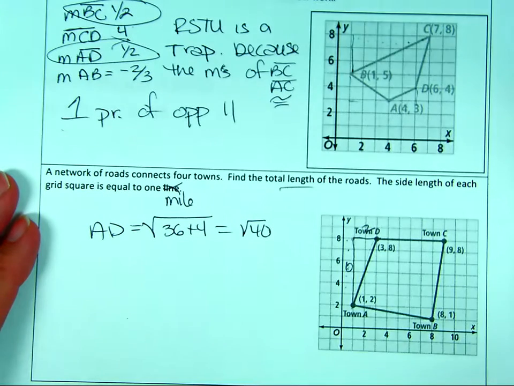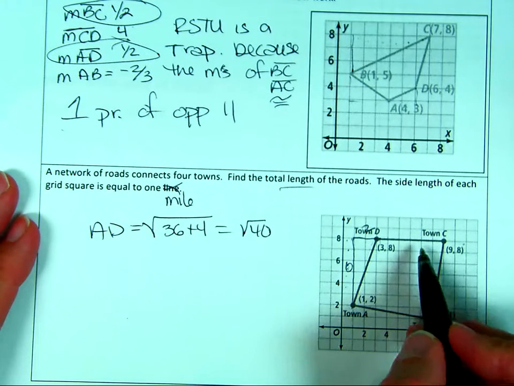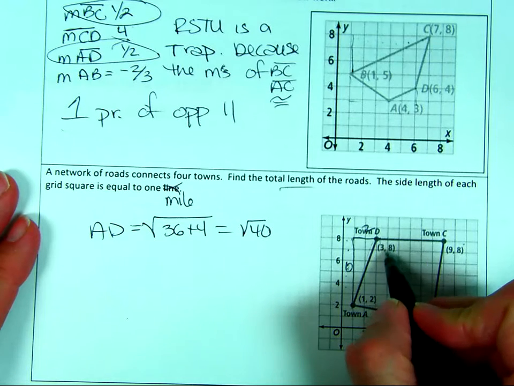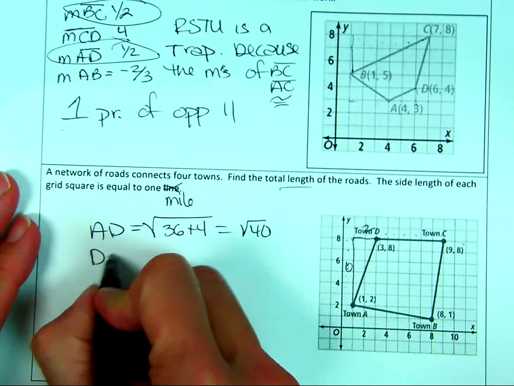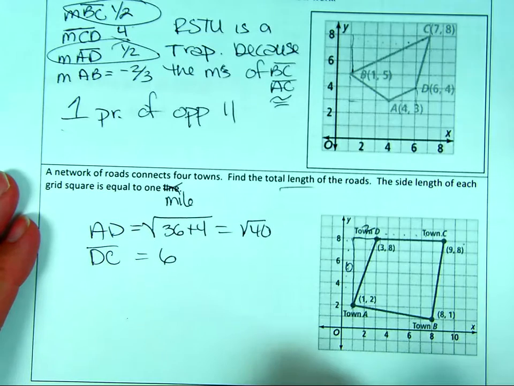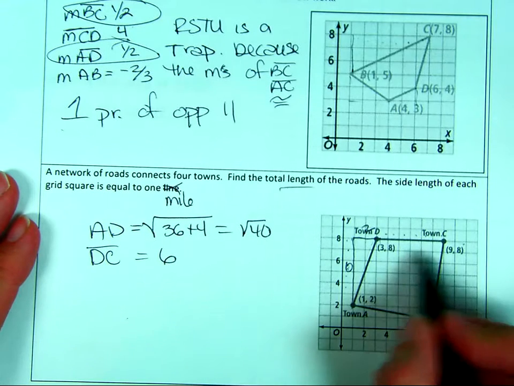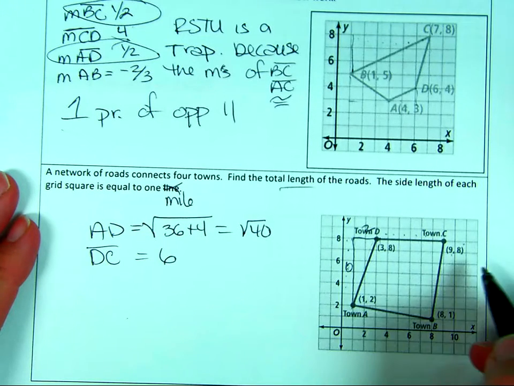And now this one is on a horizontal, so I don't need to use the distance formula. I can just count 1, 2, 3, 4, 5, 6. So DC, if it's on a horizontal, please don't take the time to use the distance formula. You'll get 0 and then 6, and then you'll square it, and then you'll square root it. So it's really better to just count.